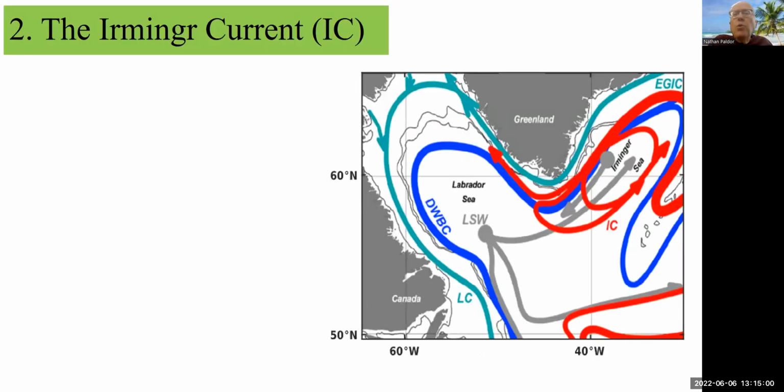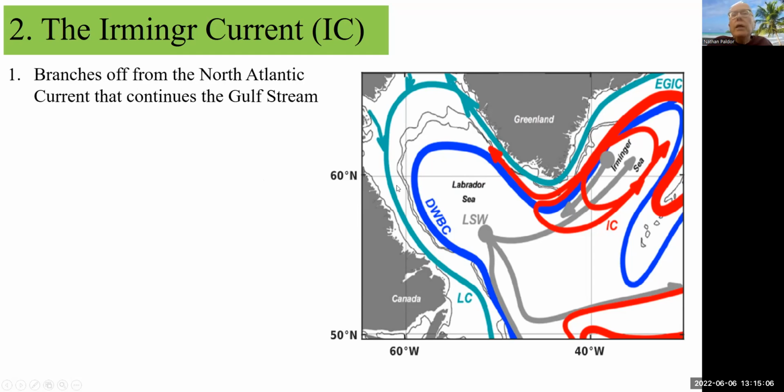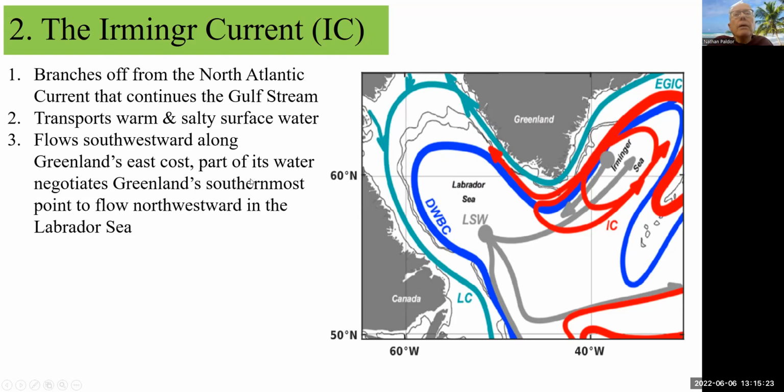So I'm going to apply the concept to the Irminger Current. A few words about it. It branches off from the North Atlantic Current, which is just a continuation of the Gulf Stream. It carries warm and salty water into very high latitudes. You see that it approaches nearly the polar latitudes. And it flows in our area of interest east and west of Greenland, and somehow the current negotiates the southern tip of Greenland, Cape Farewell, and continues into the Labrador Sea, not all of it, probably part of it.